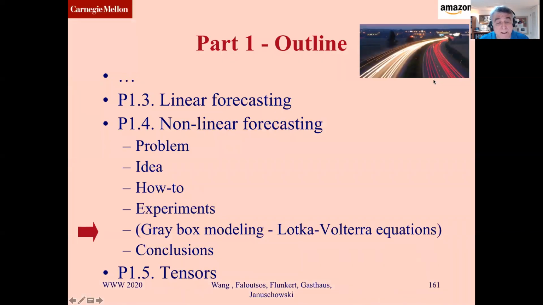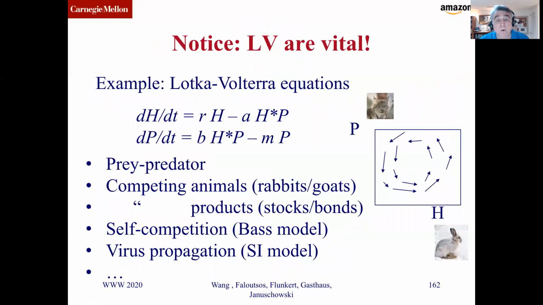So let's go back, let's open a parenthesis. What we said so far is black box modeling. We don't know anything. We collect historical data and we try to do forecasting. What happens if we believe that the Lotka-Volterra equations are true? How can we use them to do better forecasting?